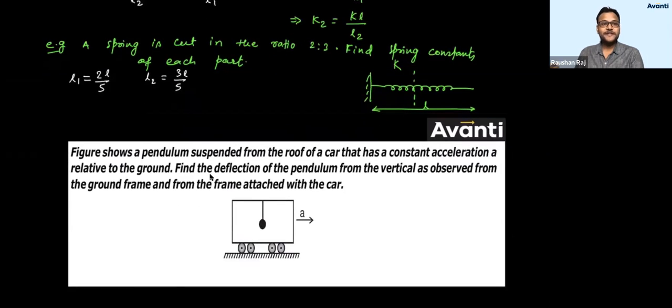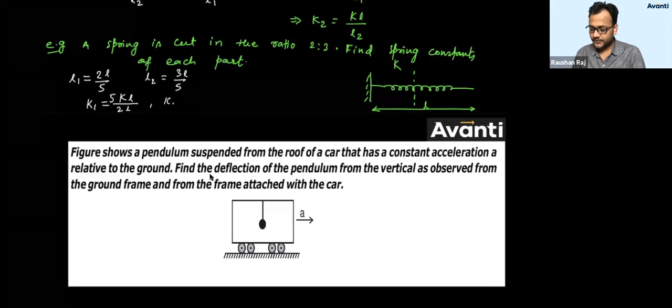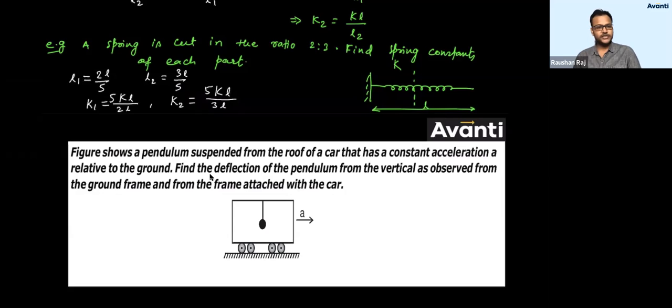So what will be the value of K1 then? We know how to do it. K1 is K into L divided by L1. So the answer is simple, we have already studied this. We have to put the value, so K1 is 5K/2. What about K2? K2 will be K into L divided by L2. L2 is 3L/5, so K2 is 5K/3. These are the values of K1 and K2. Guys, do you find this tough? It is very easy, right? They'll be asking questions like this.